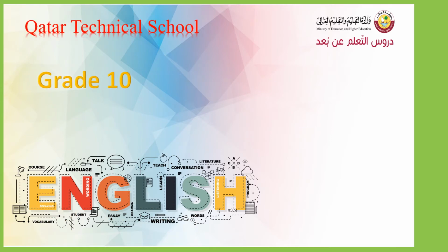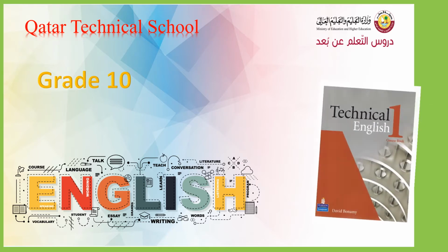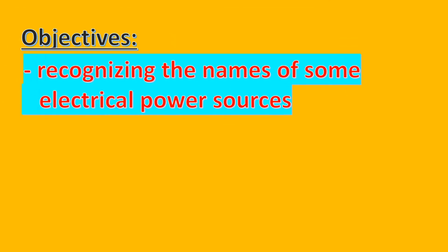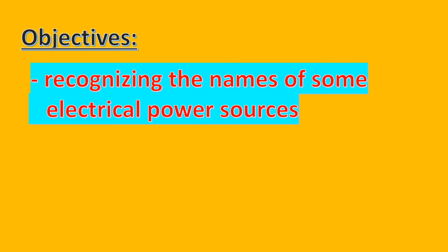And this is an English lesson for grade 10 using the Technical English Book 1. The title of today's lesson is Functions 1. As usual, and before we start our lesson, let's have a look at the objectives. The first objective is recognizing the names of some electrical power sources.